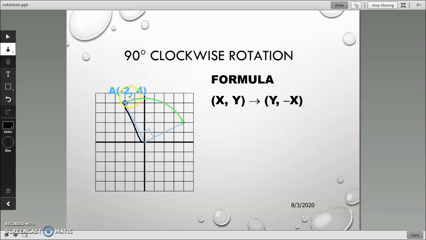And so my new point will be, my y will come first. So it's going to be 4. And my x is going to change sign, and it'll be 2. So this looks like it is at 4, 2. And there it is. That ball is going to do what it wants to do, but we know that it lands right there at 4, 2.